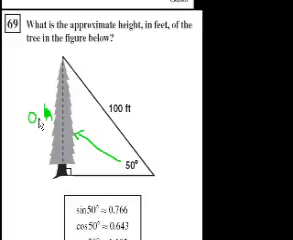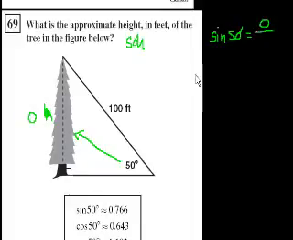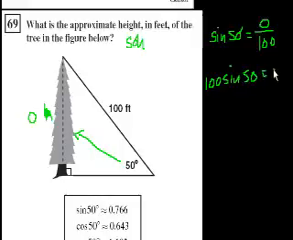So what deals with the opposite and the hypotenuse? Once again, SOHCAHTOA, we just have to look at the SO part. Sine is equal to opposite over hypotenuse. So the sine of 50 degrees is equal to the opposite side of this triangle, opposite the angle, and that's the height of the tree, so I'll say O for height of the tree, over the hypotenuse. The hypotenuse is 100 feet. Multiply both sides by 100, you get 100 sine of 50 is equal to this opposite side, which is equal to the height of the tree.